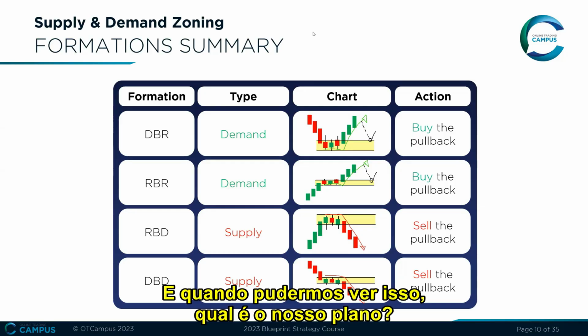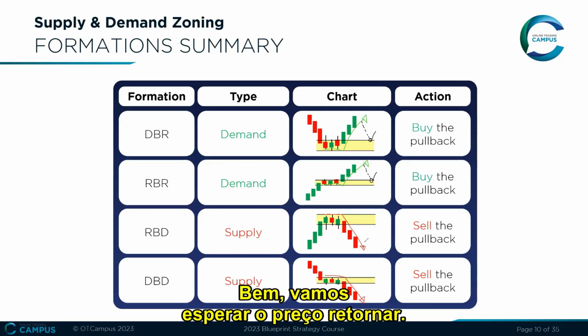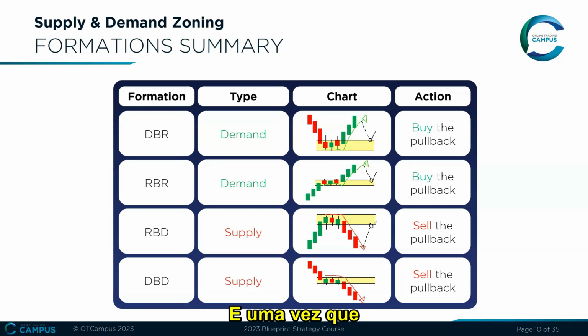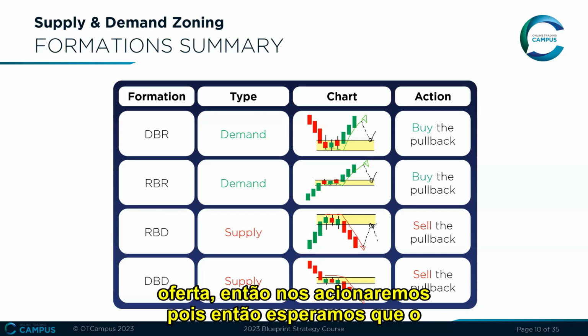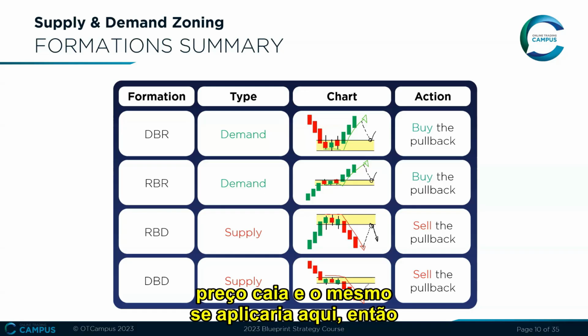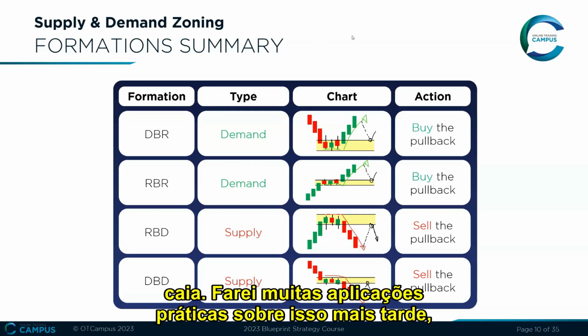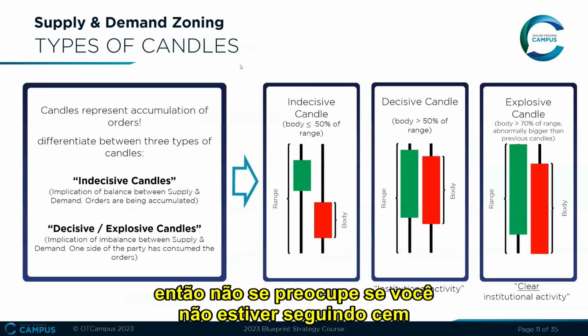And once we can see that, what's our plan? Well, we're going to wait for price to come back. We have our set parameters ready. And once price is coming back into the supply zone, we'll then trigger our sells, as we would then expect price to go lower. And the same would apply here. We would then sell the pullback, as we would expect price to go lower. Now, I'll do a lot of practical applications on those later on, so don't worry if you're not following 100% as of now.